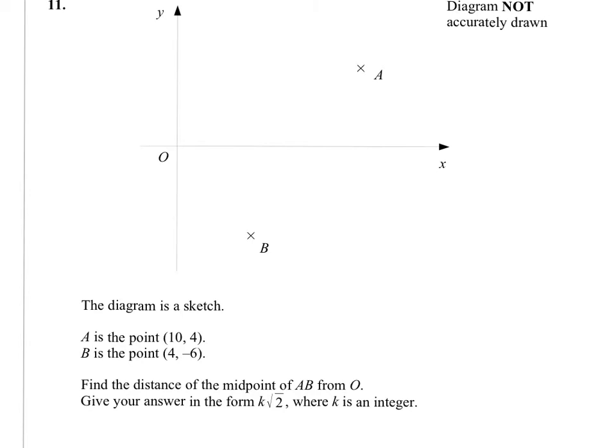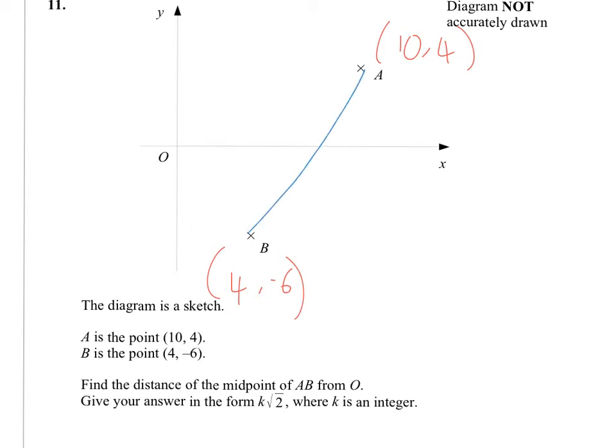So 11 is a 5-mark question, so it's going to involve a bit more work. The diagram is a sketch, and it gives you the coordinates of point A, 10, 4, and B, 4, negative 6. Let me just write those in. So that's 10, 4, and this one here is 4, negative 6. Okay, so we've got 2 coordinates. We've got to find the midpoint between these 2 points here.